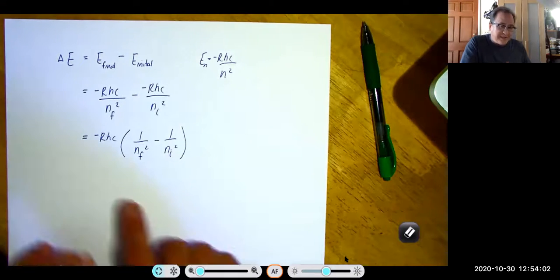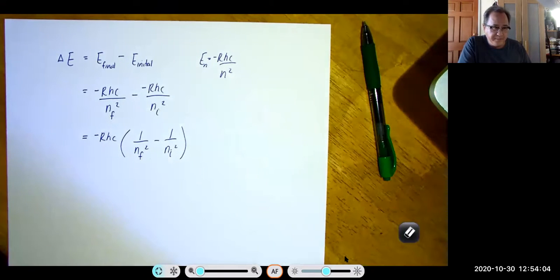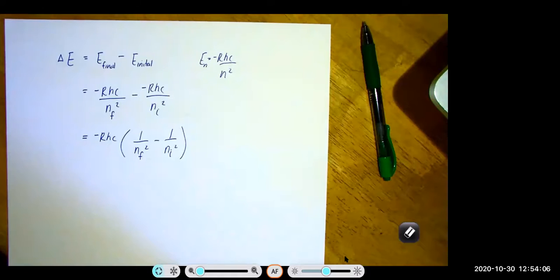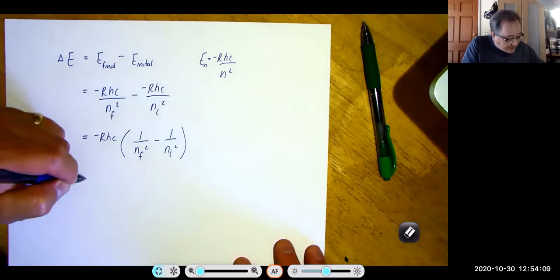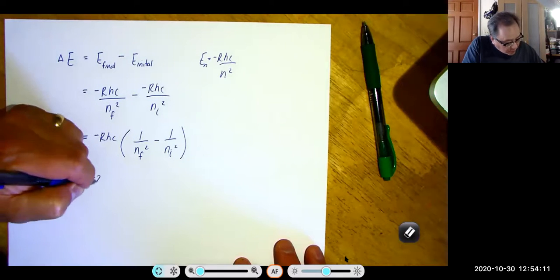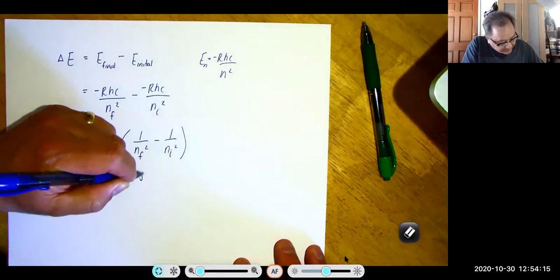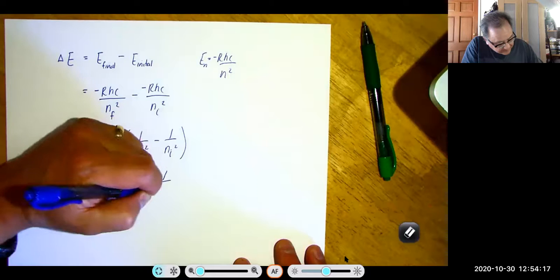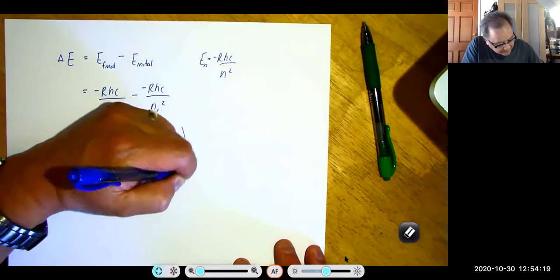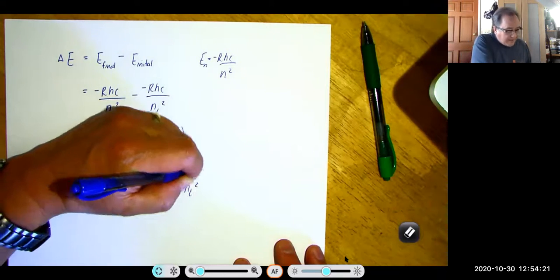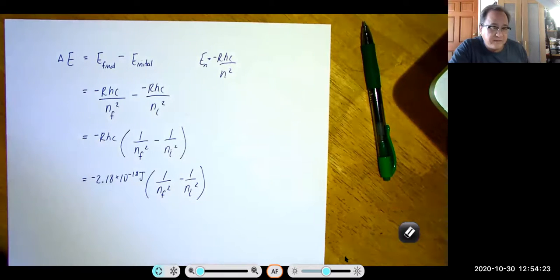So do you see what I did there? Yep. And I'm going to clean it up some more by putting 2.18 times 10 to the minus 18 joules. So rather than have that, I'm just going to put a number there.